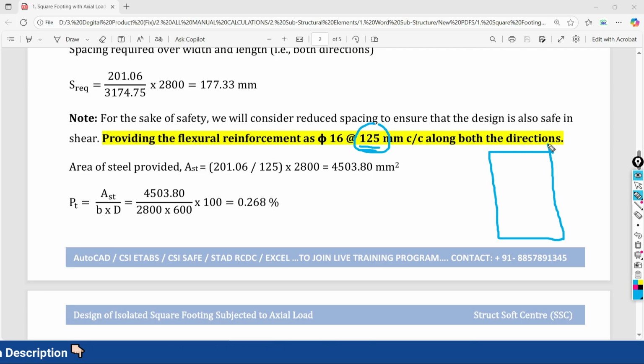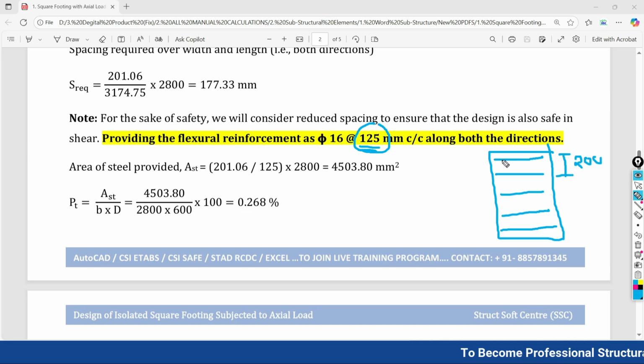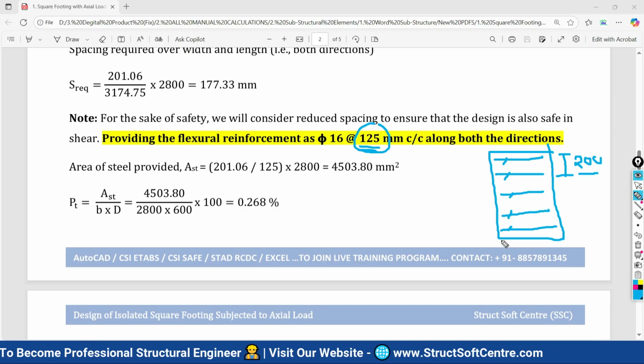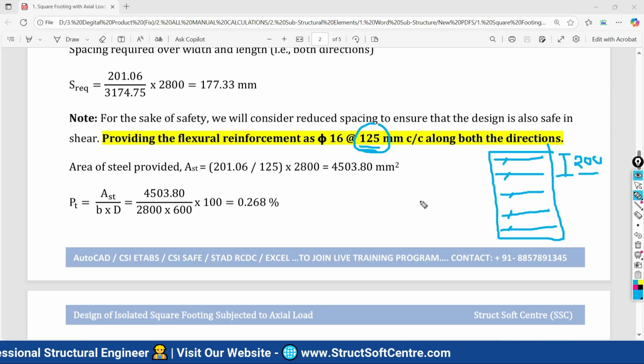This is my foundation, right? I am going to provide the spacing, for example, as 200 mm. If I am going to provide the spacing as 200 mm, how many bars are there? 1, 2, 3, 4, 5. So if the spacing is 200 mm, the number of bars is 5 for example. And suppose this bar area is 1000 mm square.